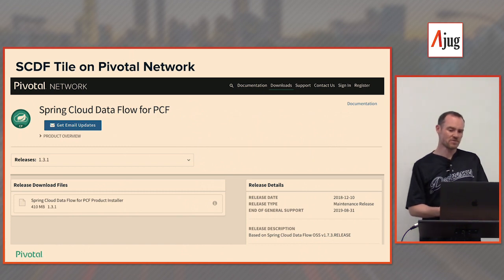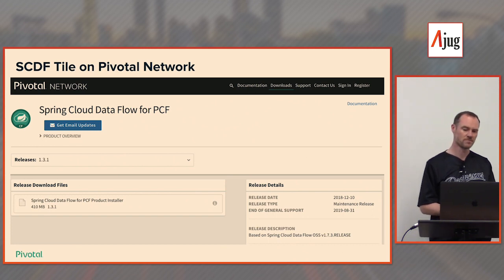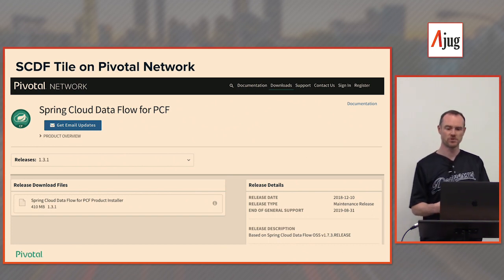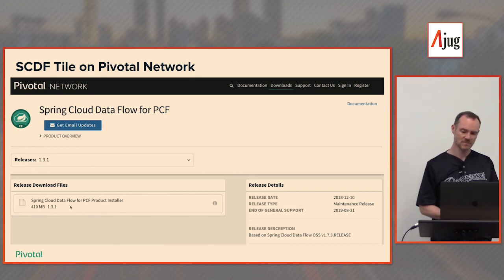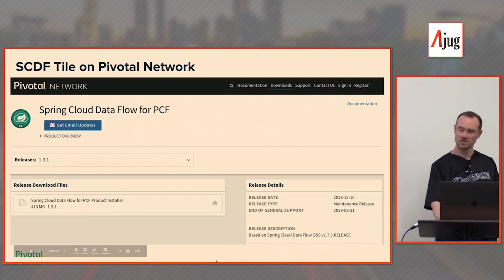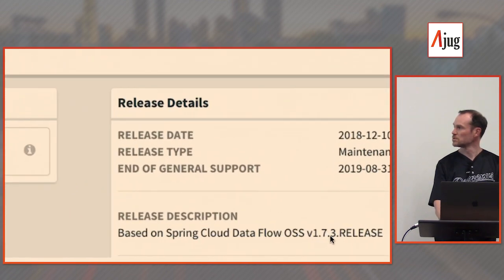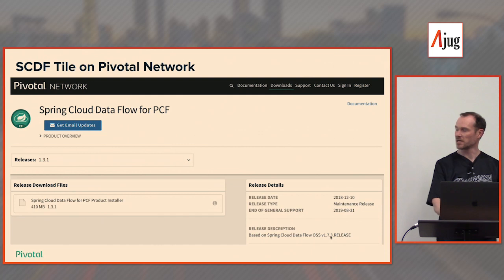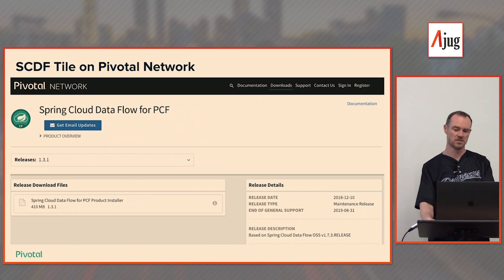Okay, Spring Cloud Data Flow tile on the Pivotal Network. We've got a website called network.pivotal.io. If you go there, you can search for Spring Cloud Data Flow or Spring Cloud Services, which is the other tile. You can download it. This is the installer. Screenshot of the installer. So the current release that's out there is based on the, you can see down here, maybe, 1.7.3. I have it on good authority that the 2.0 OSS base tile is currently being tested and will be coming out soon.